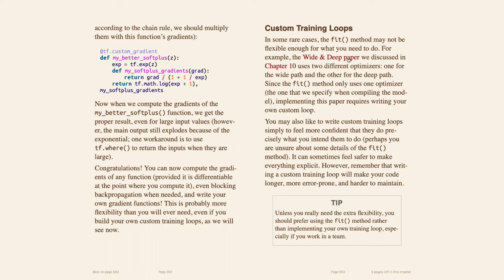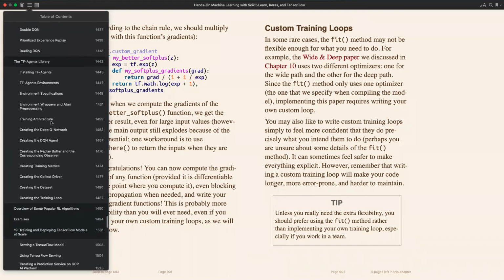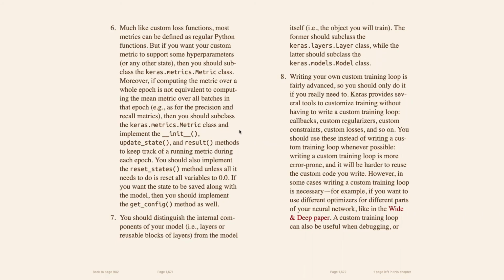But I think this is the legitimate case, like if you have a wide and deep network. So I'm going to just read the answer as well. Probably he has the same answer down below. And feel free to interrupt if you want to add something. Writing your own custom training loop is fairly advanced, so you should only do it if you really need to. Keras provides several tools to customize training without having to write a custom training loop: callbacks, custom regularizer, custom constraint, custom losses, and so on. You should use these instead of writing a custom training loop whenever possible.